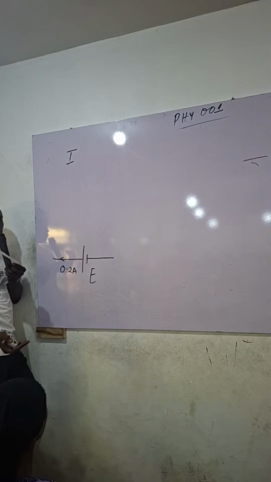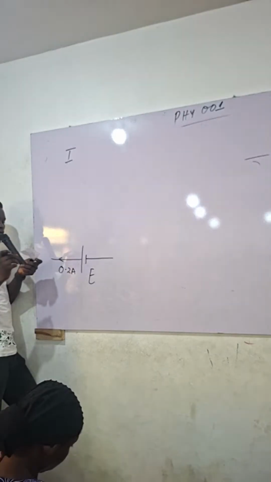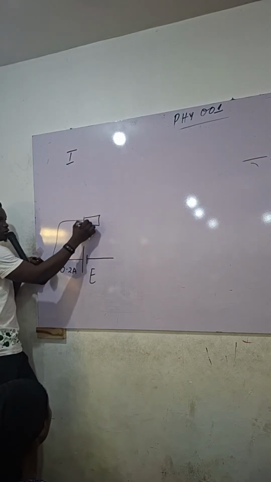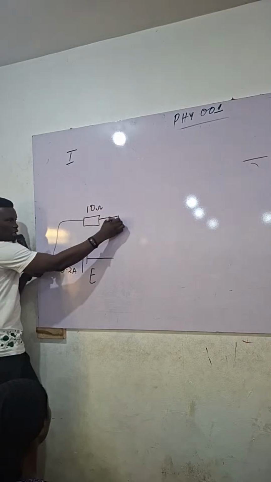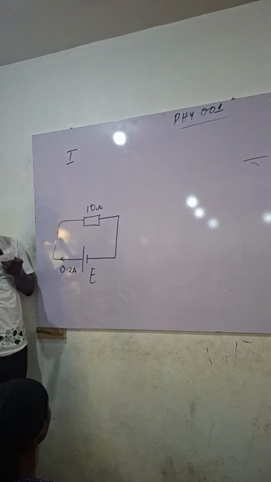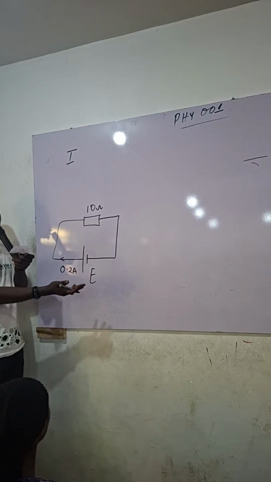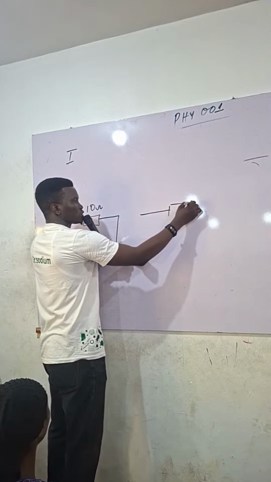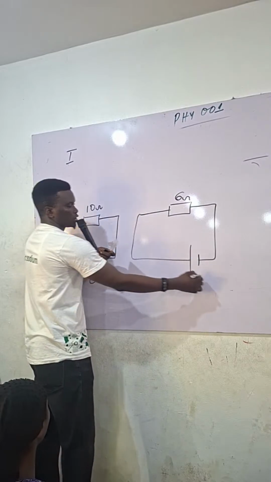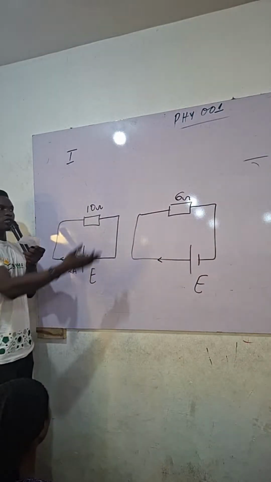It's a common thing. So this cell, this is the battery, is delivering a current of 0.2 ampere through a resistor of 10 ohms. So now there's a resistor. The resistor is 10 ohms. They now said the resistor is changed to 6 ohms. Did they change the battery? No, they changed the resistor to 6 ohms. But with the same battery, do you think it's still the same current that will flow? Because the resistor has reduced.